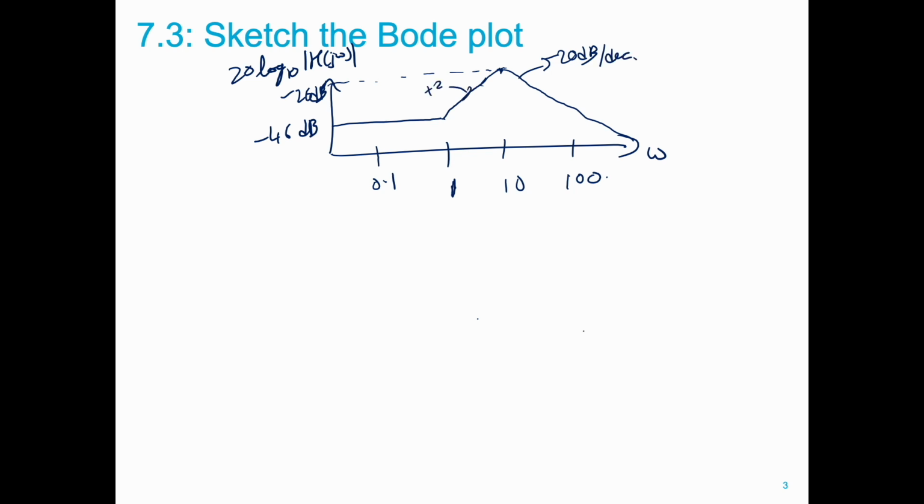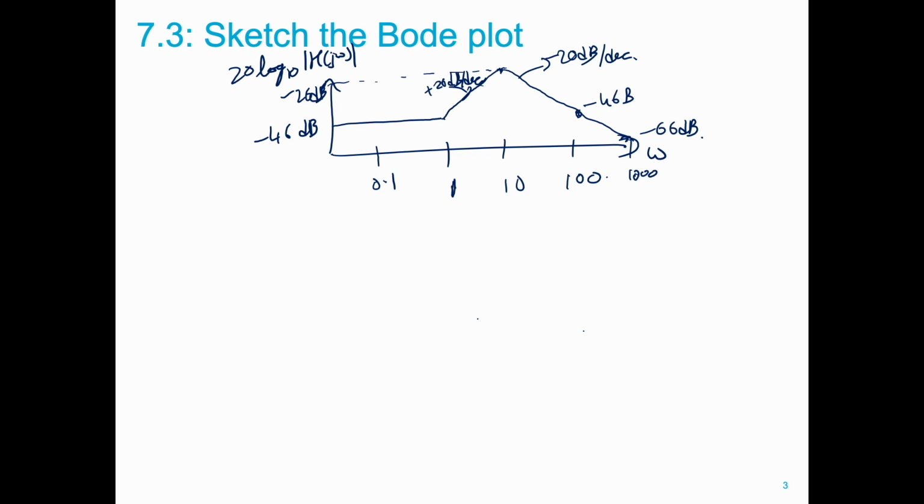So this is plus 20 dB per decade, okay? And at 100, you would hit minus 46 dB. And at 1000 radian per second, you would hit minus 66 dB, all right? So this is the Bode magnitude sketch for H(jω). Now let's take a look at the phase sketch.